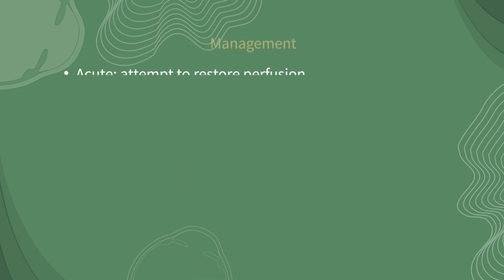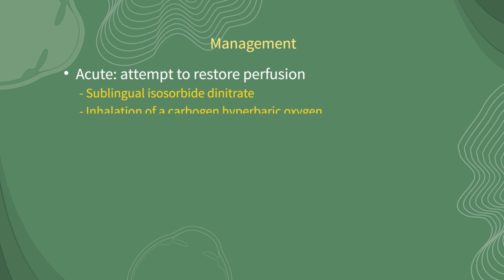RAO is an emergency. The management of RAO should be prompt for acute patients. Several methods can be tried to restore retinal perfusion. The first one is vasodilators. Sublingual isosorbide nitrate should be prescribed. Intravenous or oral vasodilators can also be used. Inhalation of carbogen or hyperbaric oxygen can also dilate vessels.